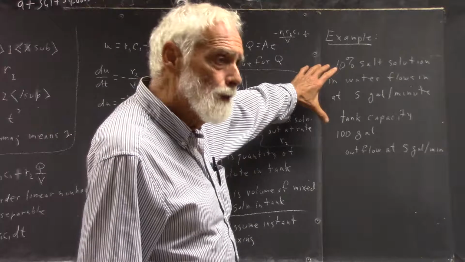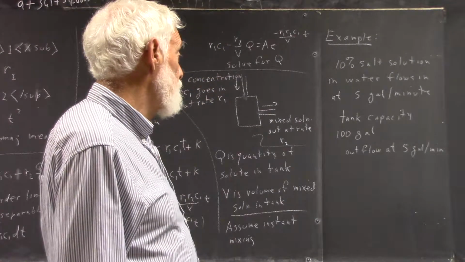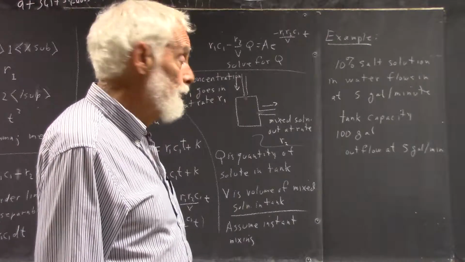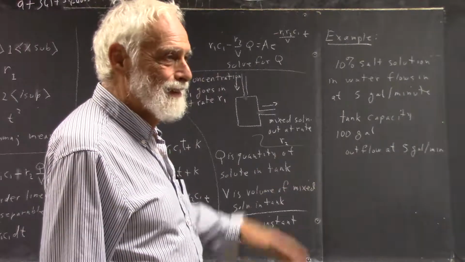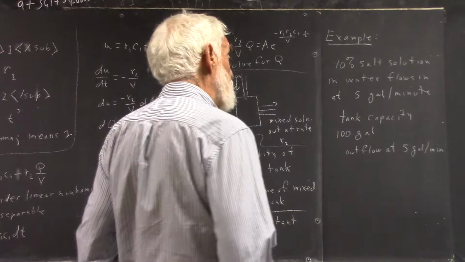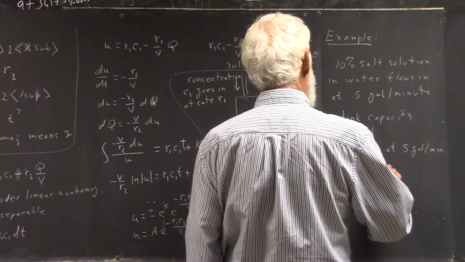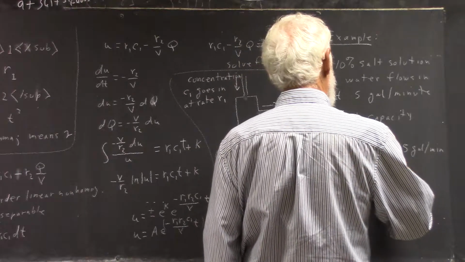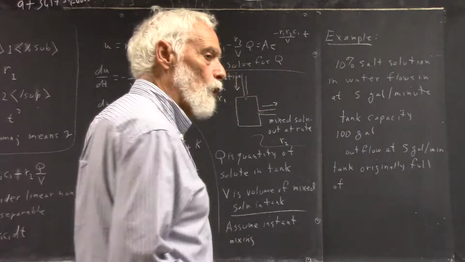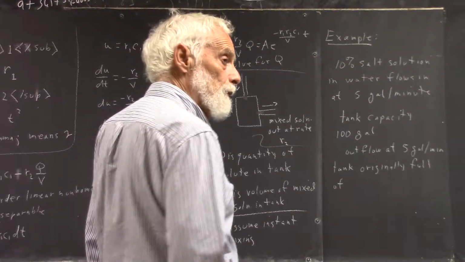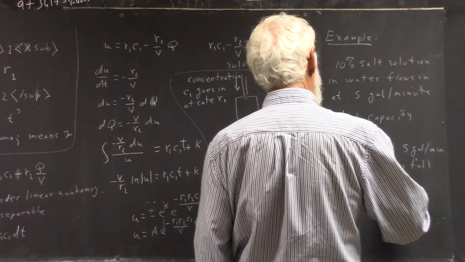Okay, but this is the simplest possible scenario. Now, there's more to it. I said the tank capacity is 100 gallons. I didn't say if there's any water in it. If there isn't, then it's not all that interesting a problem. So we'll just say the simplest case is the tank is originally full of a 2% solution.